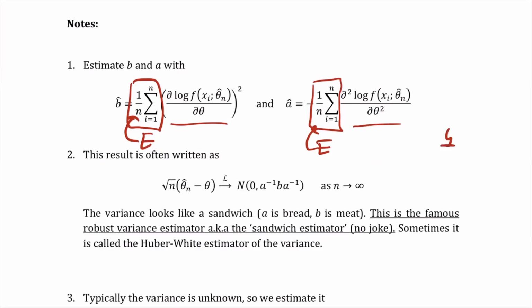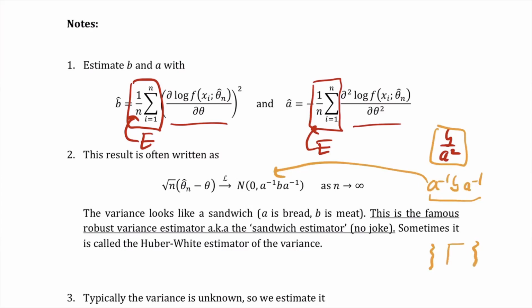Because I have B over A squared, this result is often written in a pretty funny way, because a lot of times these are matrices or vectors. And so you end up with something that looks like this because you have to take the inverse. And this looks like a sandwich, right? You've got two pieces of bread and some cheese in there if it's a veggie sandwich. So this is called the sandwich estimator. And it's the famous robust variance estimator. It's literally called the sandwich estimator. That's how people know it and understand it.